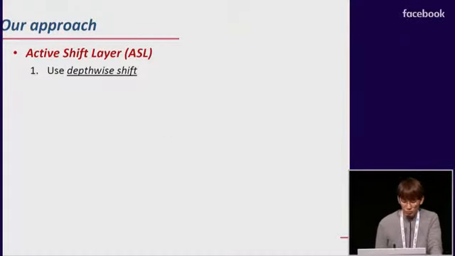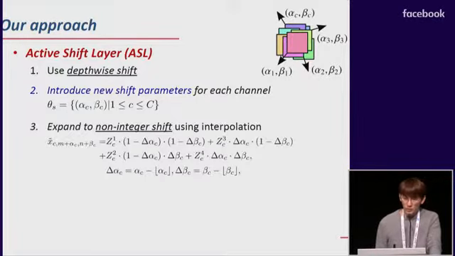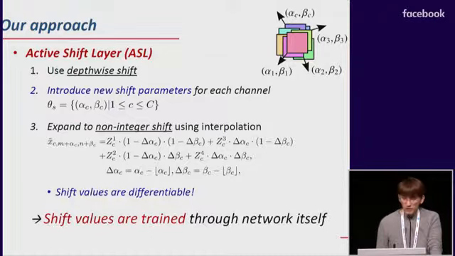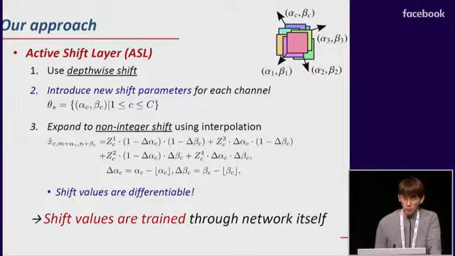Here is our approach called active shift layer. First, we apply the depth-wise shift, which means every input channel is shifted in a different direction. For this, we introduced new shift parameters, alpha and beta, for each channel. And then we expanded them to real numbers by using interpolation of the nearest 4 neighbors. This makes shift values differentiable and learnable, so they can be optimized through the network itself.